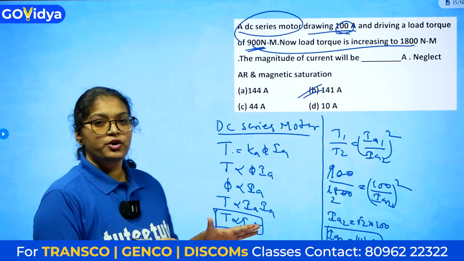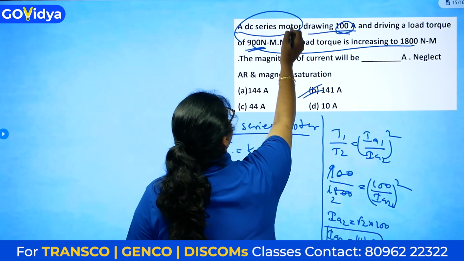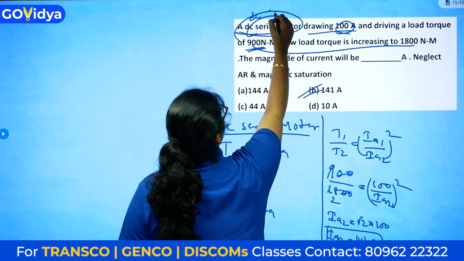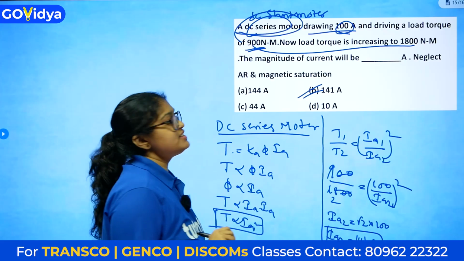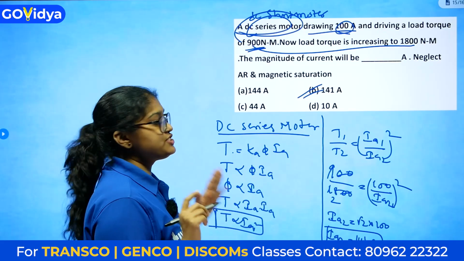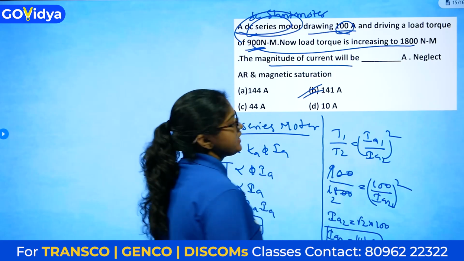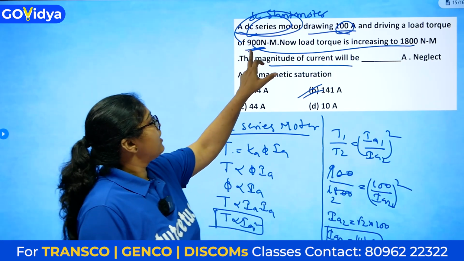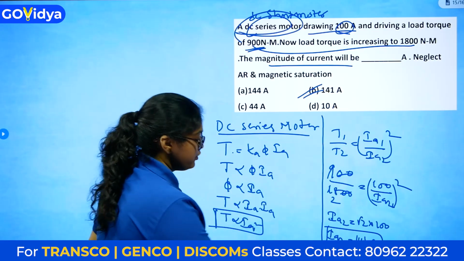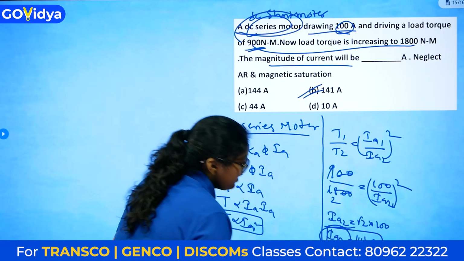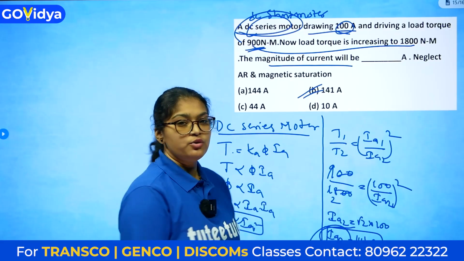See, if it's a shunt motor, what is the current? The same data, but take it as a DC shunt motor. So give the answer in the comment box. If it is a shunt motor, what is the magnitude of the current? Same data, torque T1 900 and T2 is 1800. So you find the value of the current and give the answer in the comment box. So thank you everyone.